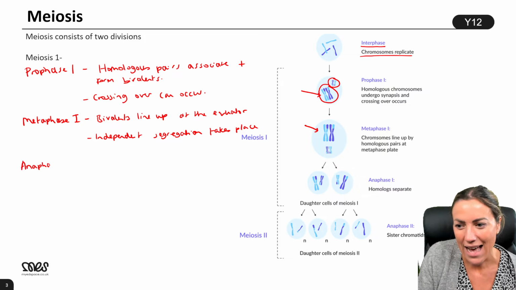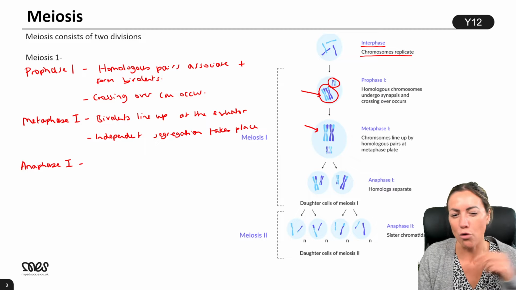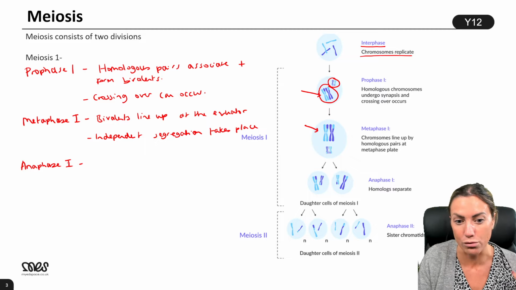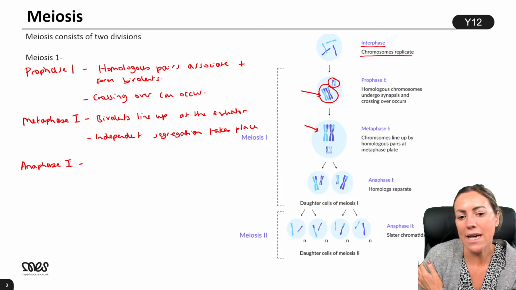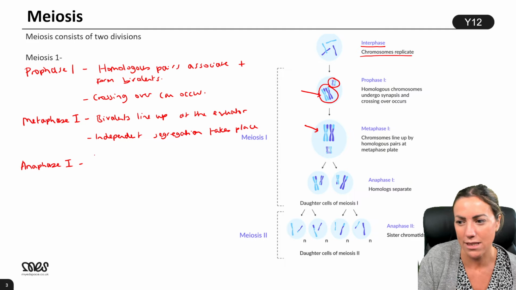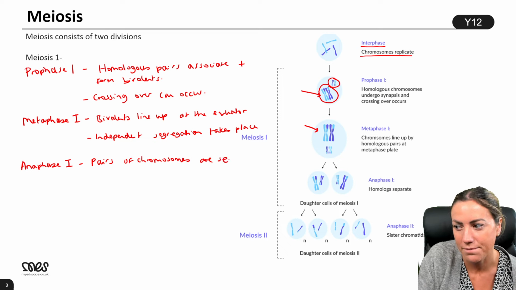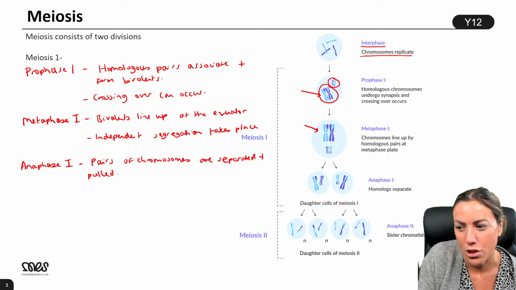Then we have anaphase 1, and we can all recognize anaphase. We know this is where chromosomes are being pulled to opposite poles. But with mitosis, the centromeres split and it's the sister chromatids that are pulled to opposite poles. In meiosis 1, it's the pairs, the homologous pairs of chromosomes, that are separated and pulled to opposite poles.